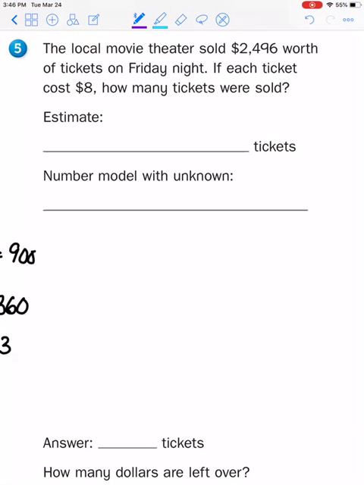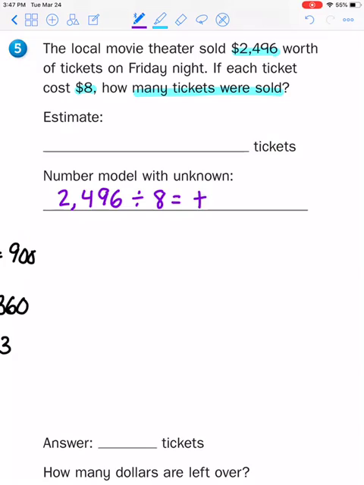The local movie theater sold $2,496 worth of tickets on Friday night. Each ticket cost $8. So I'm going to highlight my important information. How many tickets were sold? Okay. So my number model would be 2,496 divided by 8, because that's how much each ticket costs, and that will give me how many tickets were sold.